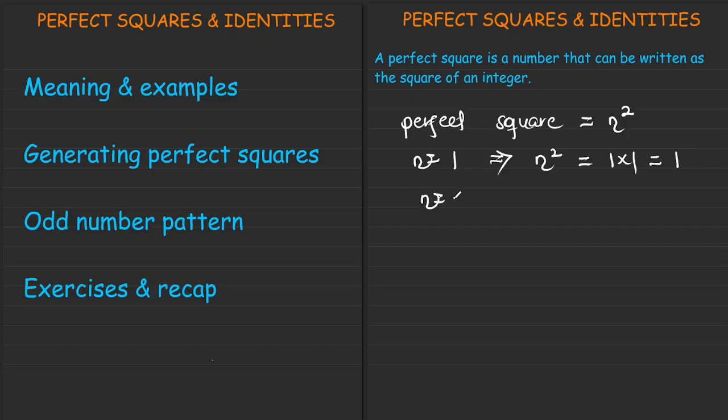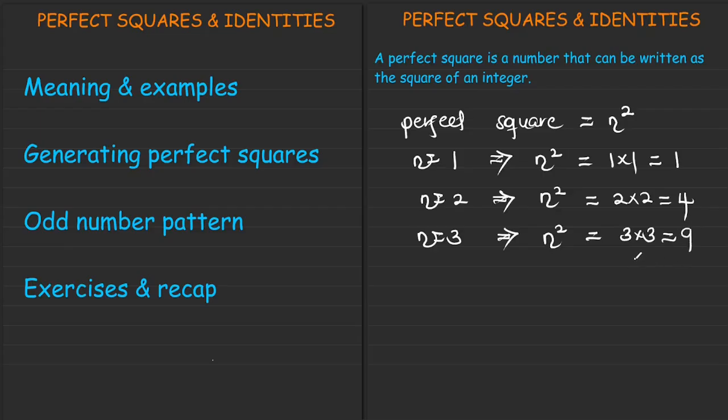If our n is equal to 2, then it implies our n squared is equal to 2 times 2, which is equal to 4. If our n is equal to 3, then we are going to have n squared, which becomes 3 times 3, which is also equal to 9. We can proceed on and on and on. And these numbers that we generate here are what we call the perfect squares. So simply put, a perfect square comes from multiplying a number by itself.